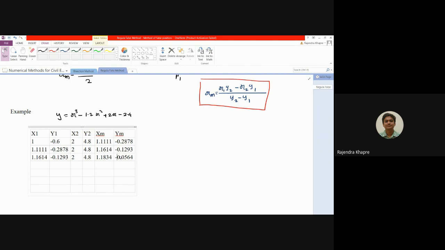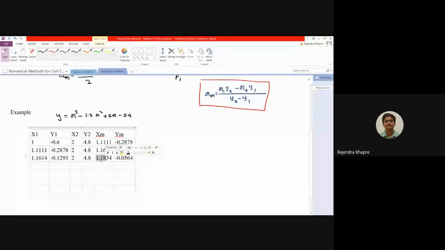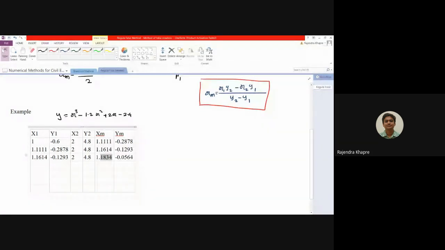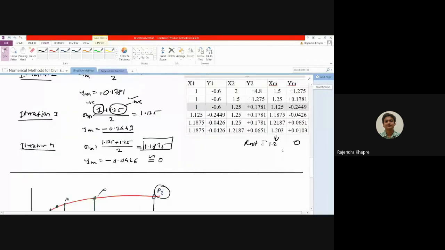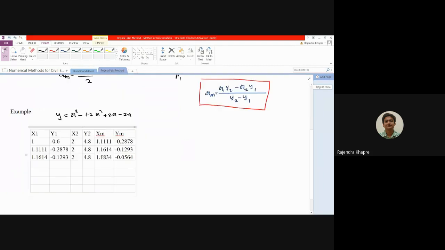Negative. Okay, fine. So you see, in just three cycles we have reached very close to the actual solution, which is 1.2. Just focus on this value. This is 1.18, and if you go back here, to reach 1.18 we required four cycles. This is 1.1875. As far as this part is concerned, it is 1.1834. So all we have to do is keep on going, and within the next cycle I'm sure you will get a very close solution.